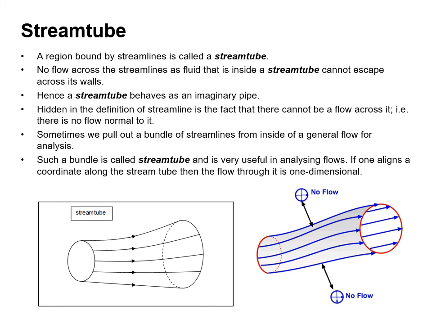A region bound by streamlines is called a stream tube. There's no flow across the streamlines, as a fluid inside a stream tube cannot escape across its walls, hence the stream tube behaves like an imaginary pipe.